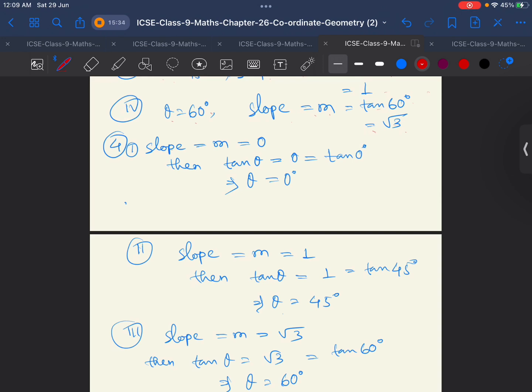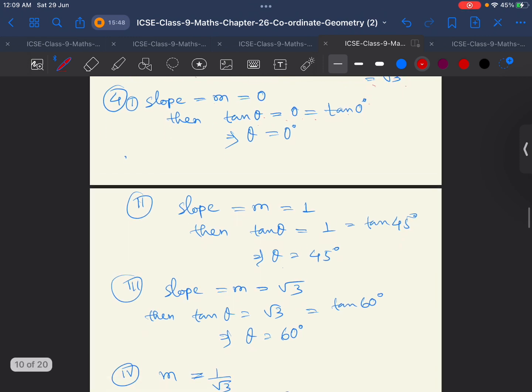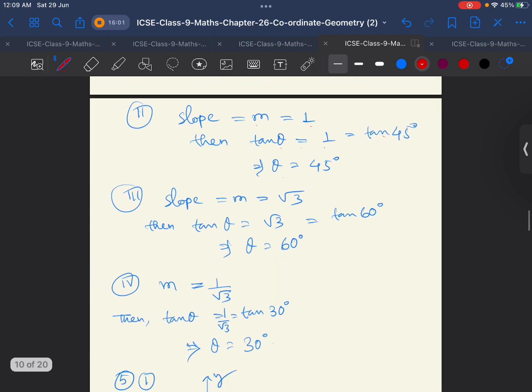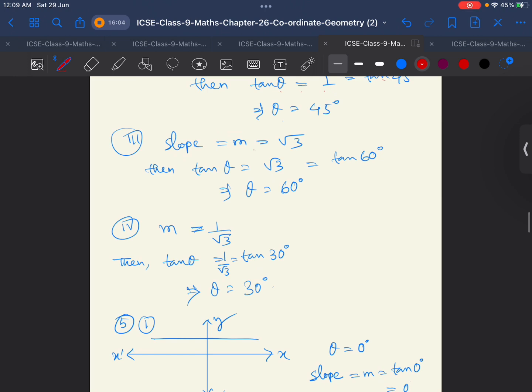First, slope m equals 0. Then we know tan theta equals 0, which equals tan 0 degrees. So here theta equals 0 degrees. Here slope m is 1, then tan theta equals 1, we know tan 45 equals 1, then theta equals 45 degrees. Slope m equals root 3, then tan theta equals root 3 equals tan 60 degrees. So here theta equals 60 degrees.